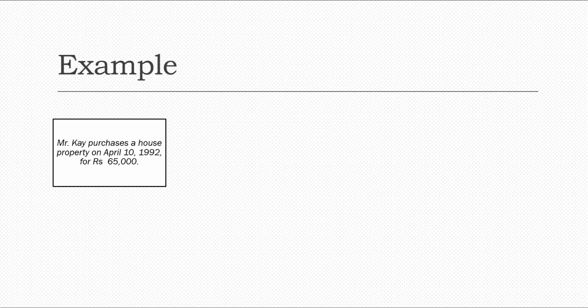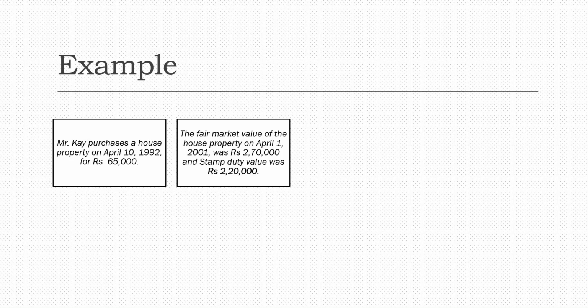Mr. K purchases a house property on 10th April 92 for rupees 65,000. So he has purchased the property way back in 1992 for 65,000. So please, people, please listen. This property was bought by Mr. K on 10th of April 1992 at 65,000. The fair market value of the house property on 1st April 2001 was 2,70,000.